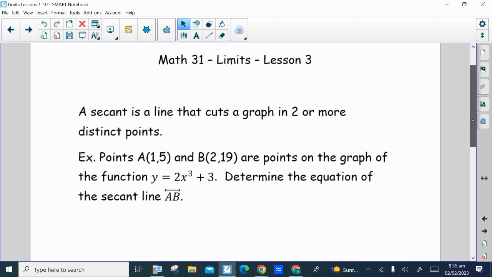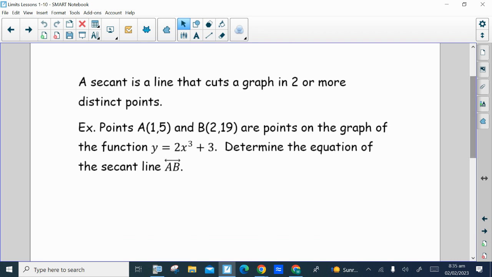And we're going to see that these limits have a couple different applications. So we'll start looking at that today. A secant is a line that cuts a graph in two or more distinct points. So if you've got those 2 points on a graph of the function y equals 2x cubed plus 3, we want to determine the equation of that secant line.